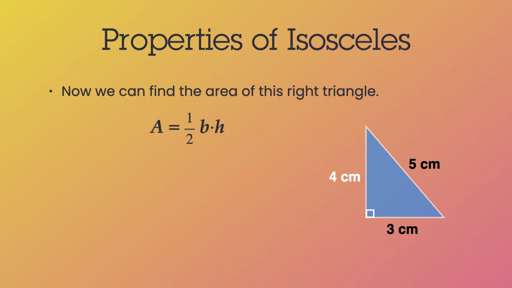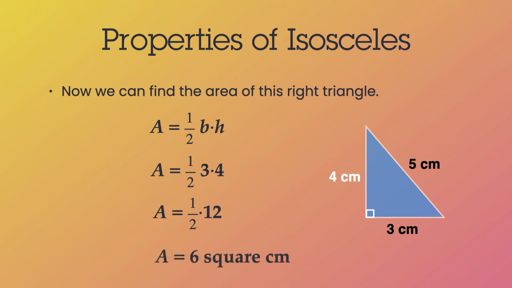We can find the area of this right triangle. Area equals 1/2 times base times height. 3 is the base and 4 is the height. And let's go ahead and simplify. 3 times 4 is 12. And then 1/2 times 12. Remember, 1/2 times something is the same as your something divided by 2. So 12 divided by 2 gives us 6, of course. So now our answer is 6 square centimeters.